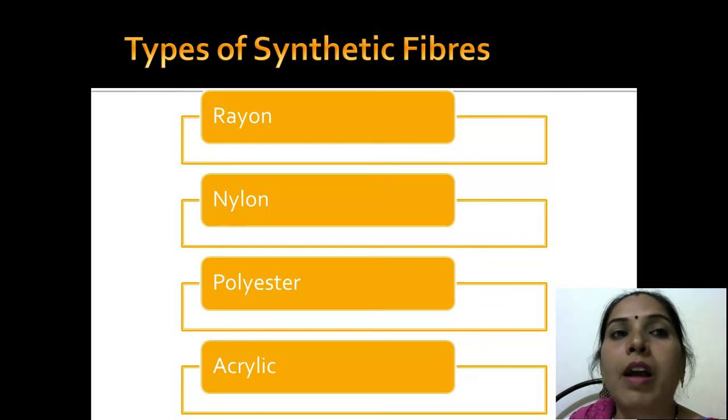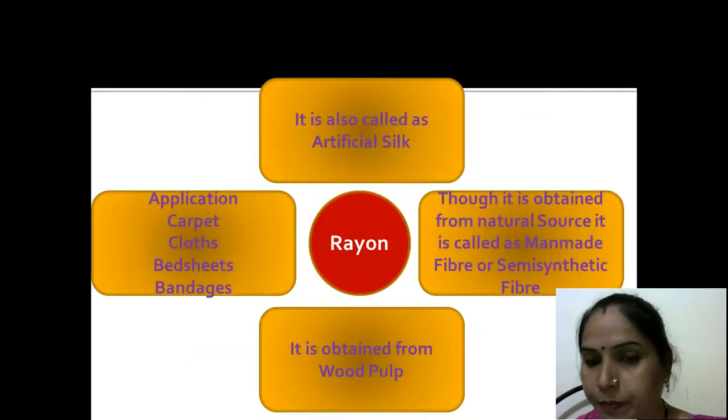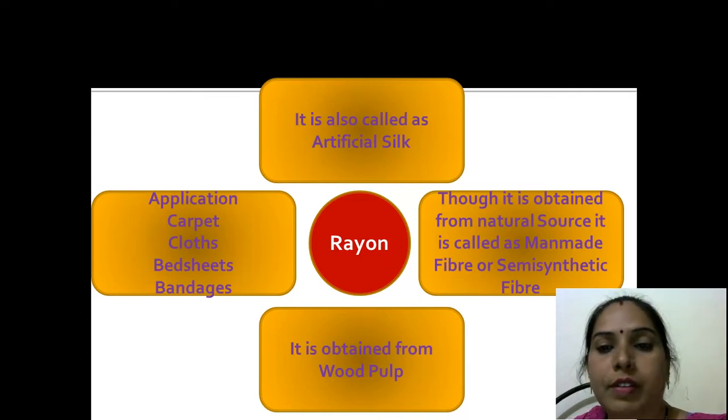Now let's move on and understand the types of synthetic fibers. What is rayon? It is known as artificial silk. But as we know, silk is very expensive and rayon is very cheap. Actually it is a substitute for silk. Rayon is quite cheap in fact.